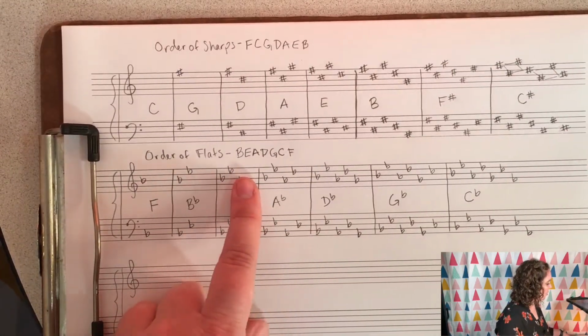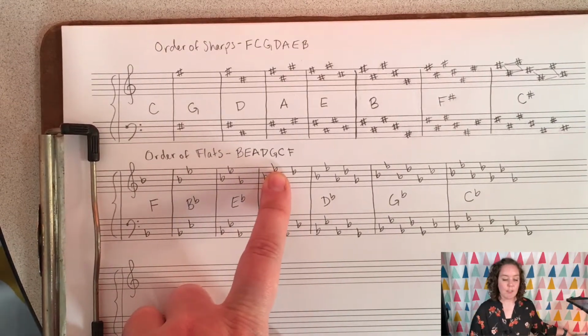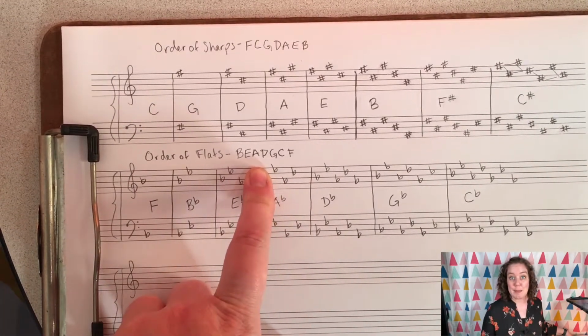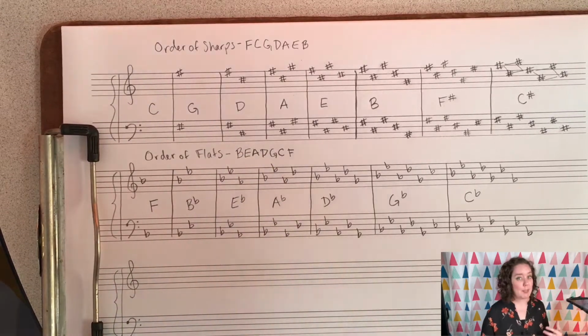Let's talk about this order of flats right here. We've got B, E, A, D, G, C, F. Obviously, the first 4 letters spell out a word, bead. And then you can either just remember it as B, G, C, F.